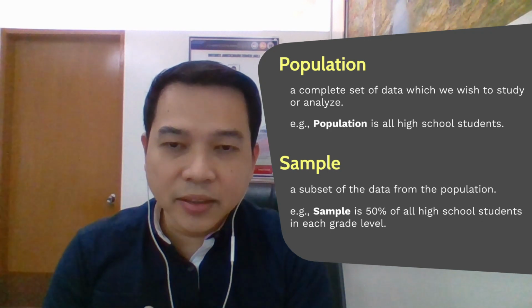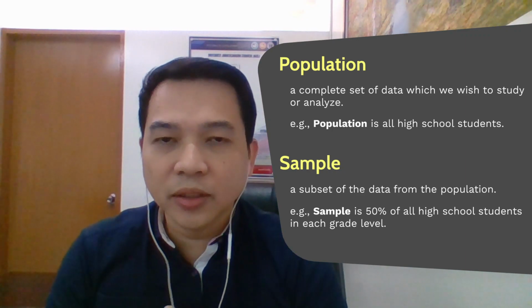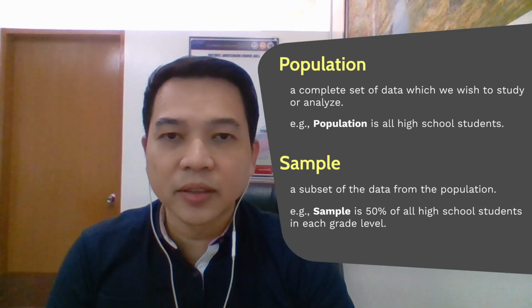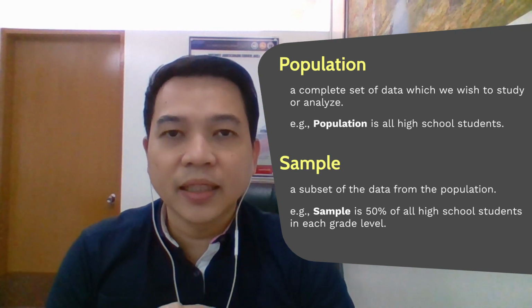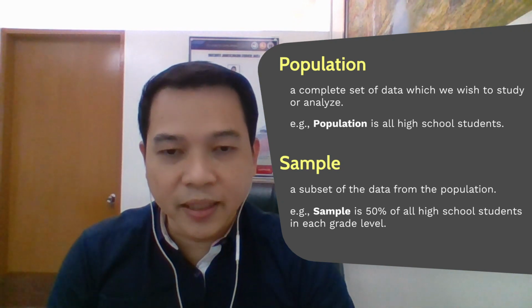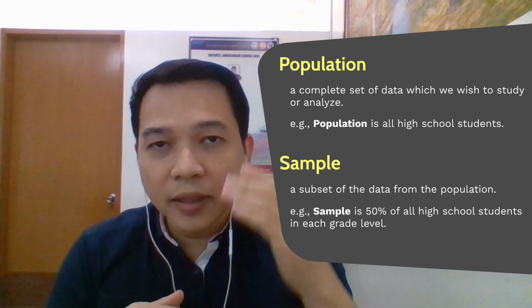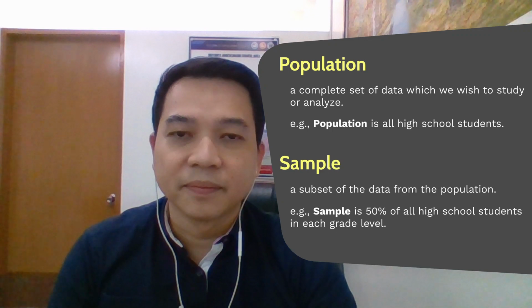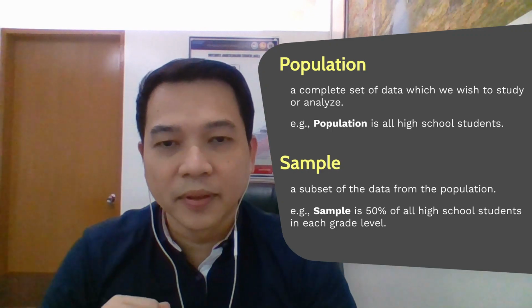So it could possibly be a percentile of the population, a representation of the population, or selected participants or elements in a population. So it's a subset. An example here will be 50% of all the high school students at every grade level. Okay. So you see the distinction between population and sample.